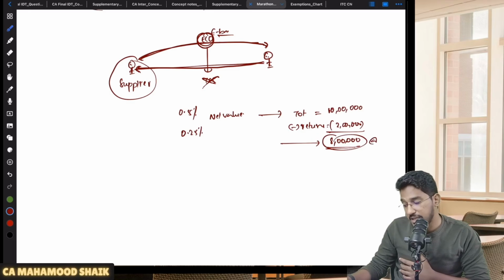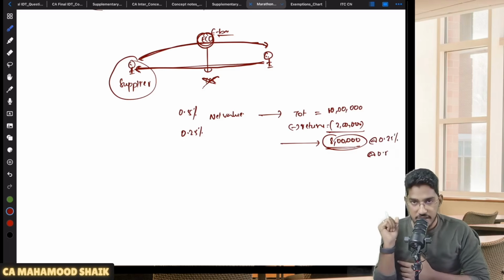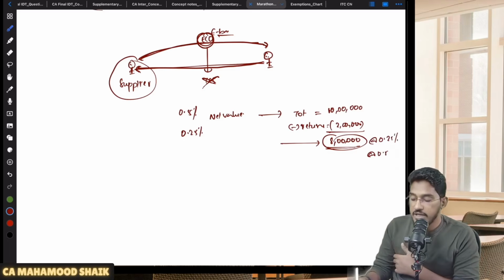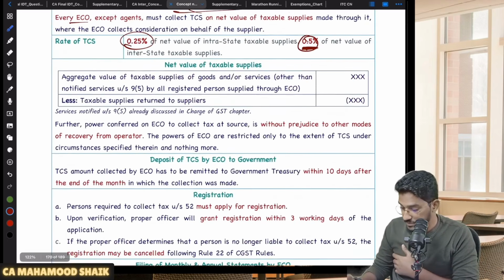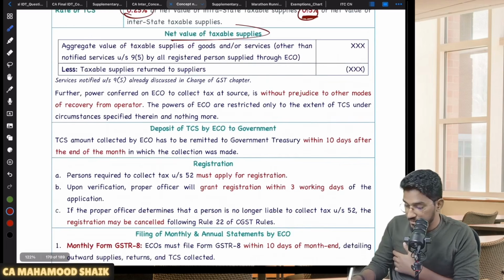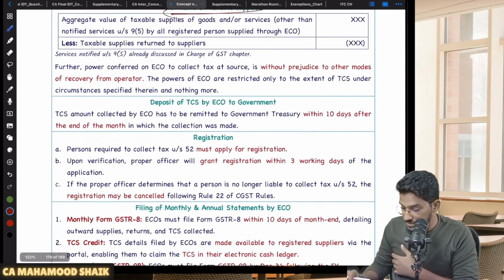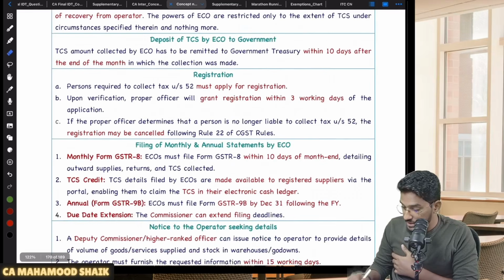On this, they will multiply 0.25% CGST, SGST, or 0.5% of IGST in case of interstate supplies. On the net value of taxable supplies, they are required to collect that TCS amount. Okay. This also I have given you, how to calculate that net value of taxable supplies. I have clarified.